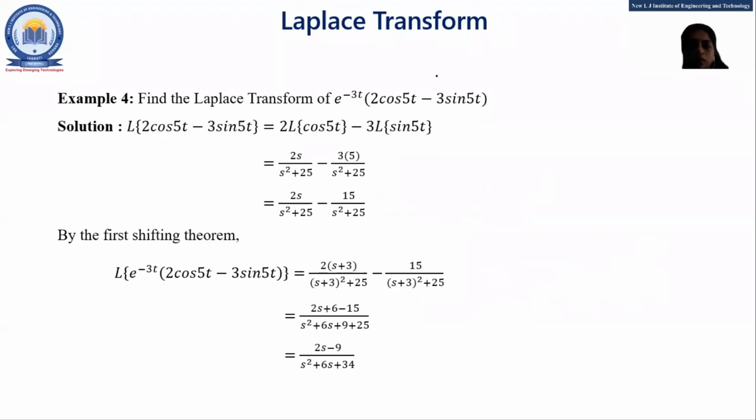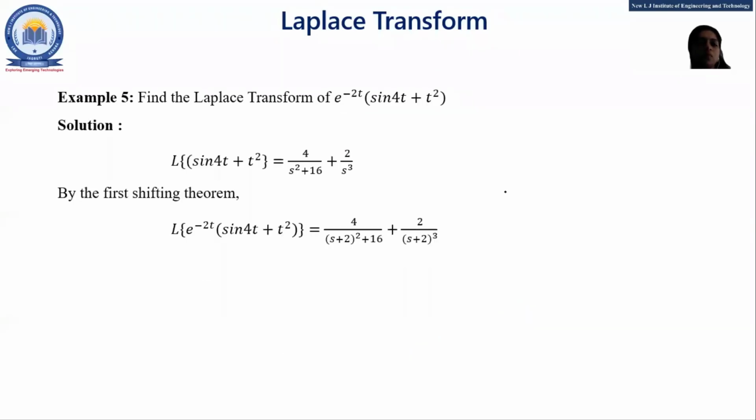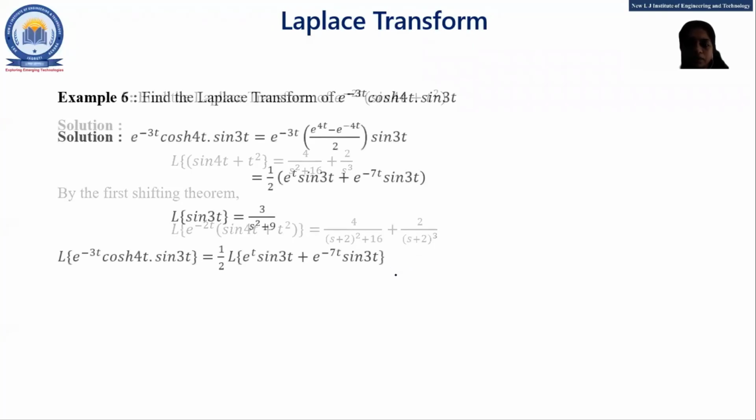So next, find the Laplace transform of e raised to minus 2t into sin 4t plus t square. Here again our function of t is sin 4t plus t square. So Laplace of sin 4t is 4 upon s square plus 16. Laplace of t square is 2 upon s cube. By applying the first shifting theorem, here e raised to minus 2t, so we replace our s by s plus 2. Okay. Both the denominators are different, so no need to take the LCM in this example.